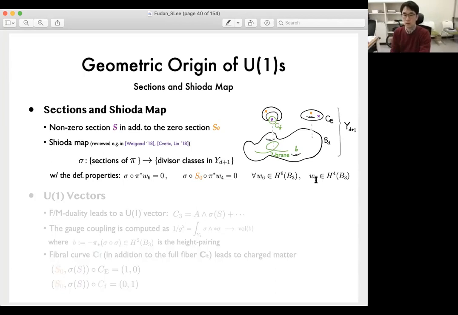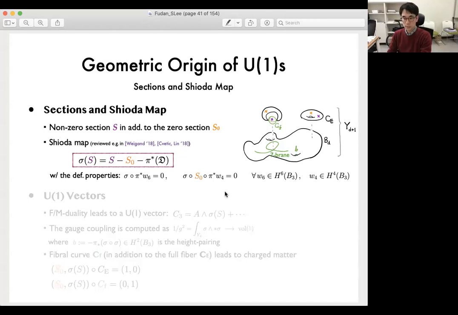Schematically, the map is given this way in terms of a certain pullback divisor, but you won't have to remember this precise form of this map. Note, by the way, that the circles appearing here denote the intersection in the Calabi-Yau Y_{D+1}. To be clear, we will later use a different symbol, center dot, for the intersection in the base.